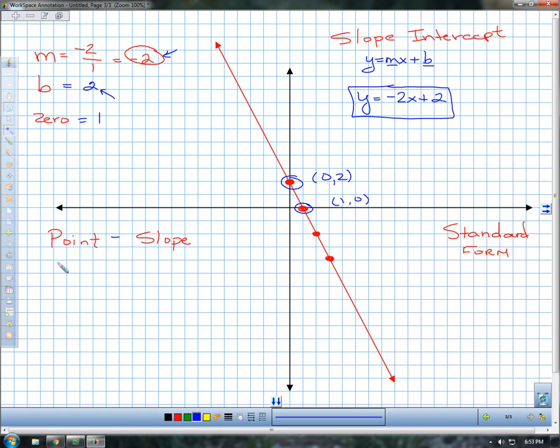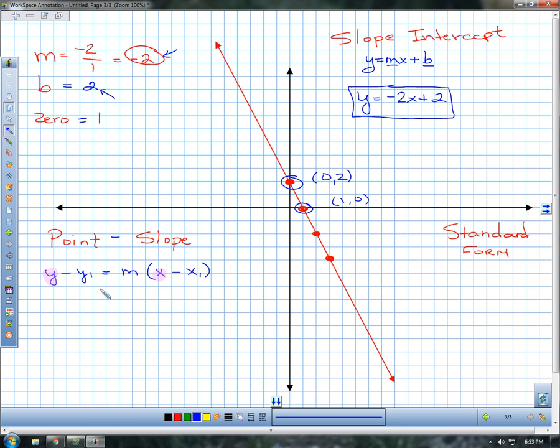Point-slope form is, let's see, lost my notes here. Point-slope form is y minus y1 equals m times x minus x1. Okay, remember when we talked about this before that this y and this x you are going to leave alone. And the y1 and x1 come from any point on our graph. Any point. It doesn't matter.